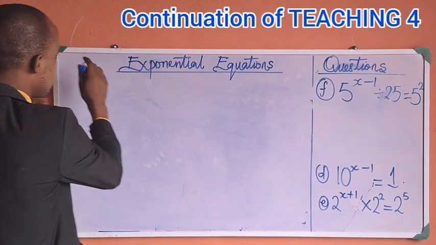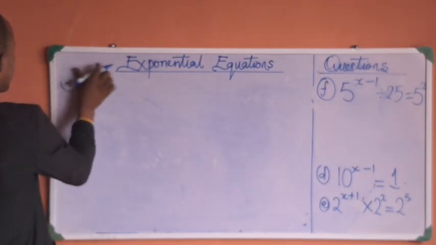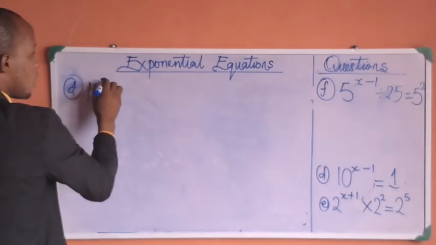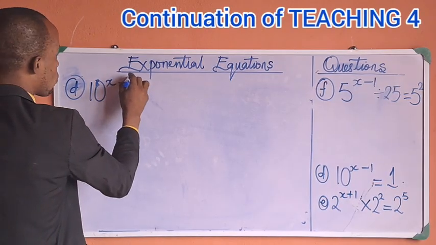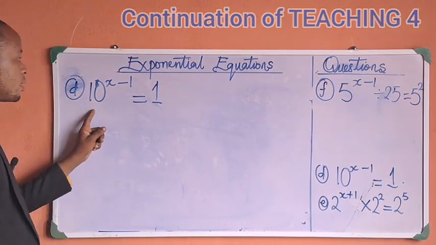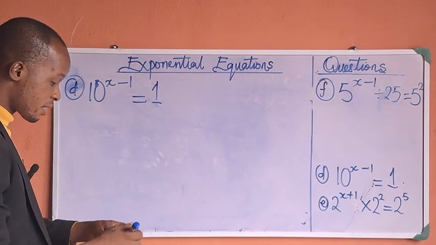So, question D says, I have 10 raised to the power of x minus 1 equals 1. 10 raised to power x minus 1 equals 1. What am I expected to do?